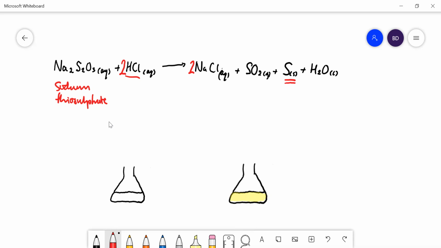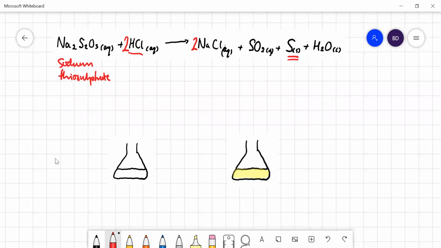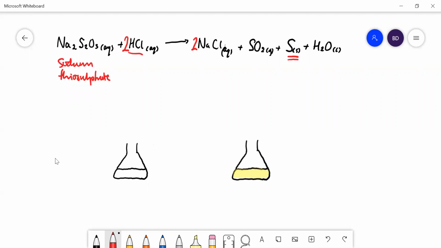So what we do is, each time you do an experiment, you're going to use different concentrations of thiosulphate. We're investigating the effect of concentration on the rate of reaction. So we've got our thiosulphate in there, I'll just call it thio. And to start the reaction, we're going to add 10 centimeters cubed of hydrochloric acid. Concentration of that, probably 2 mole per decimeter cubed. Right, and that is going to go in there to start the reaction.